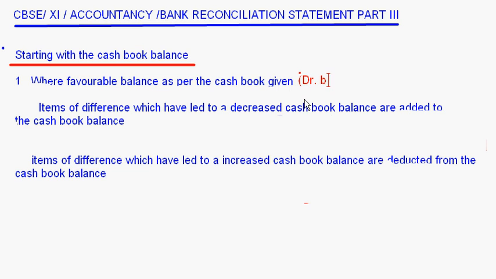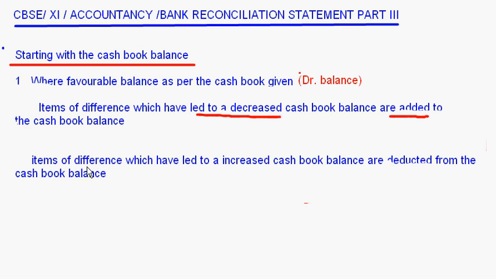So here I'll put debit balance. Now, when we are taking up this case, the thing that you should remember here is all the items of difference which have led to a decreased cash book balance are added to the cash book balance. So, all the items which have led to a decrease in the cash book balance are going to be added to the cash book balance, right? So, here you see these two things which have led to a decrease that should be added, right?